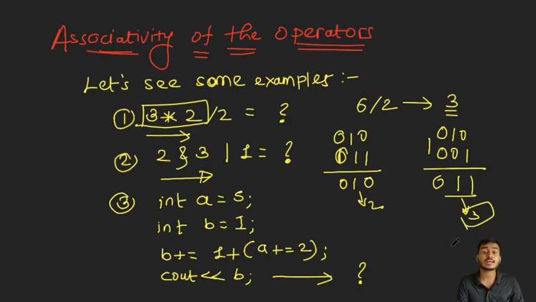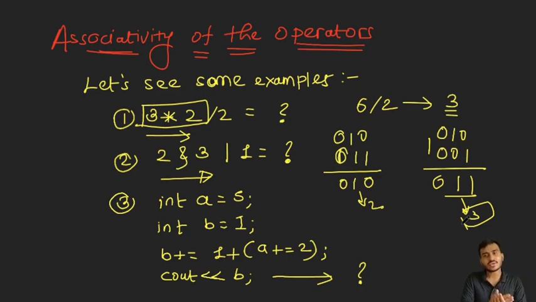And how is it coming as 3? Because it is left to right associative, and that's why we are calculating it from left to right. Okay, cool. So now I hope you have got a clear idea about what associativity is, and how you have to follow either left to right or right to left.